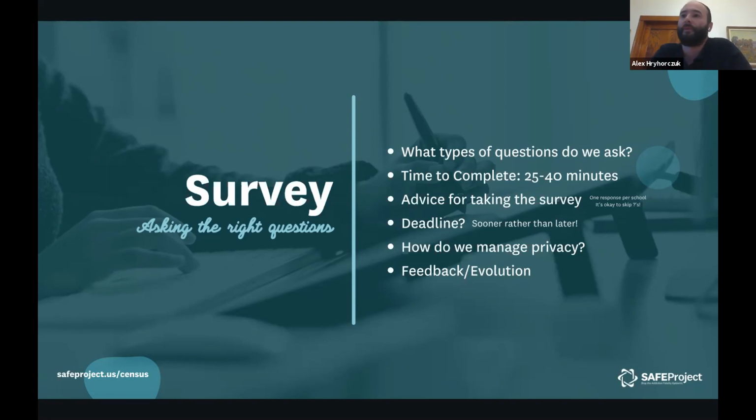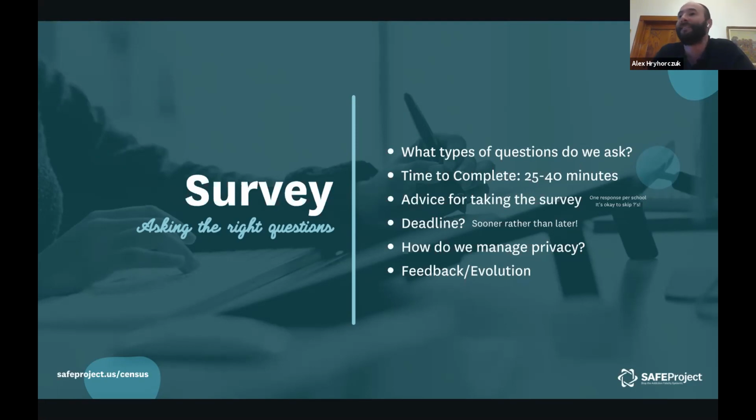Maybe this is the time to cover the two pathways for taking the survey. One of them is to go to safeproject.us/census. You can take it right off their website. The other way would be getting an email invitation to take the survey. The benefit of the email is that it would be a dedicated URL just for you, so you would be able to save your responses. You don't have to submit it until it's completely finished. In that sense, it's a little more convenient. You don't have to do it all in one sitting like you would from the website.